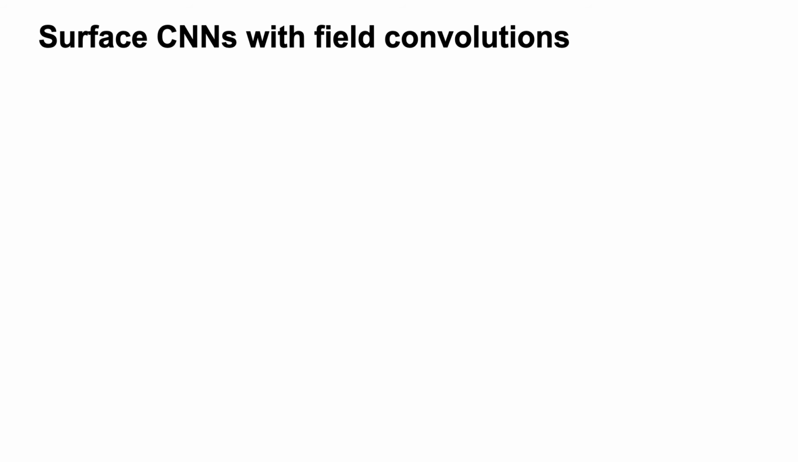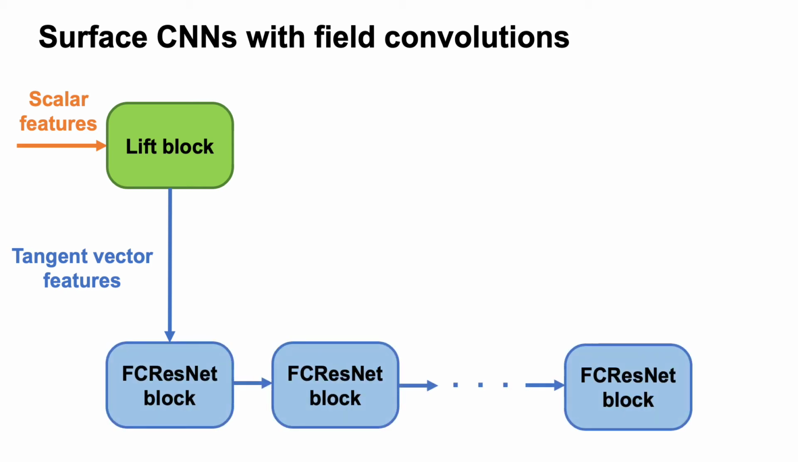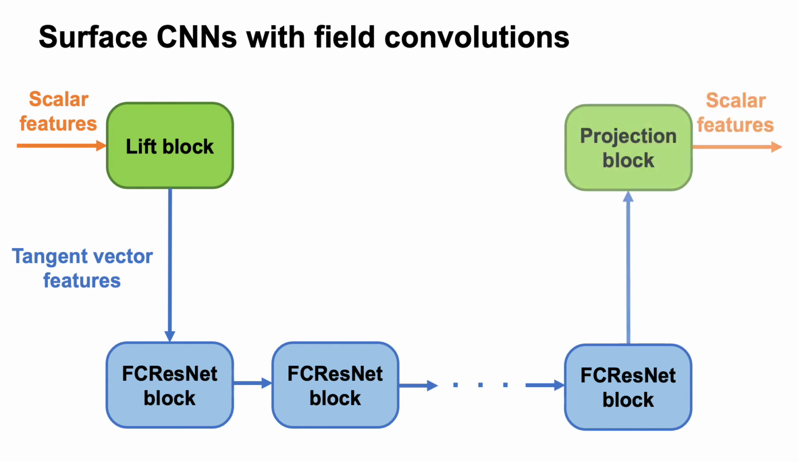Incorporating field convolutions into surface CNNs is simple and straightforward. Typical network inputs or outputs from previous layers are scalar features. To lift scalar features to tangent vector features, one can use either a simple linear layer or a learnable gradient-like operation to ensure equivariance. The lifted tangent vector features can then be passed to a series of FC ResNet blocks. These are simply a classical ResNet block with field convolutions and consist of two field convolutions, each followed by a nonlinearity and a residual connection between the input and output streams.